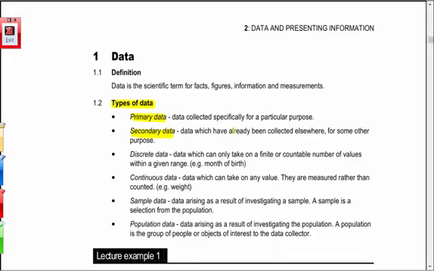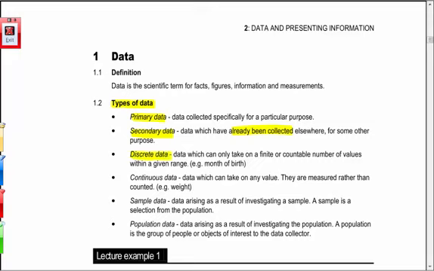Secondary data then has already been collected by somebody else for some other purpose, and so that might be reading a magazine article, for example, about the most popular gifts. That would be more people's data collated.